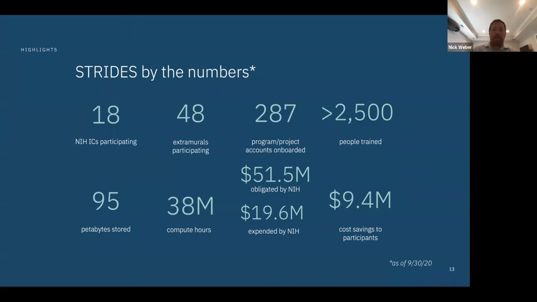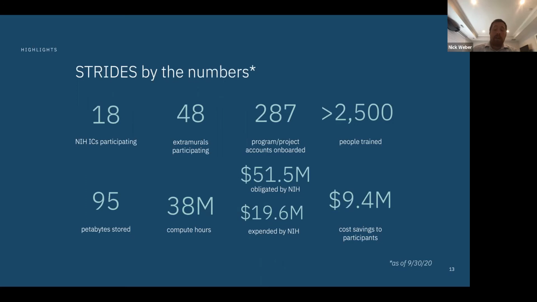So I'll go through these pretty quickly, but I mentioned that NIH is a collection of institutes and centers, or ICs, that you see here. 18 of our 27 institutes and centers have been participating, either by providing funding for research programs across the country to use it, or to use it directly themselves for what we call our intramural research programs. We have nearly 50 extramural research institutions. These are the academic institutions and medical and academic research centers that we fund. Nearly 50 of those are participating so far.